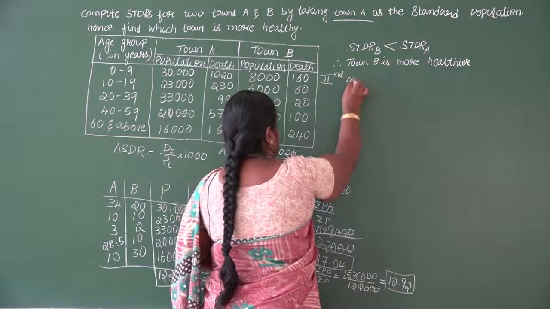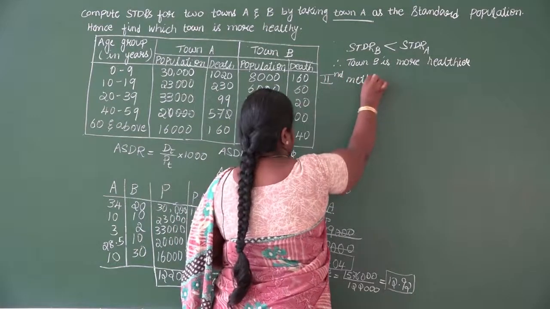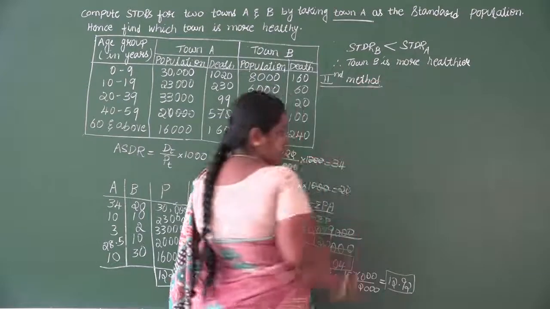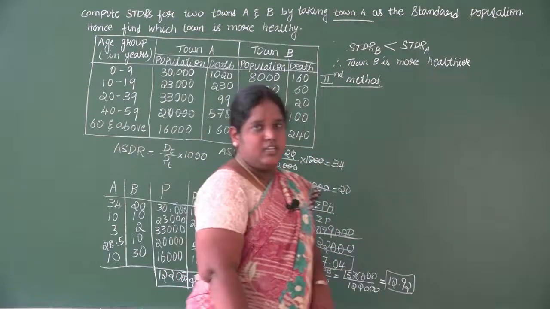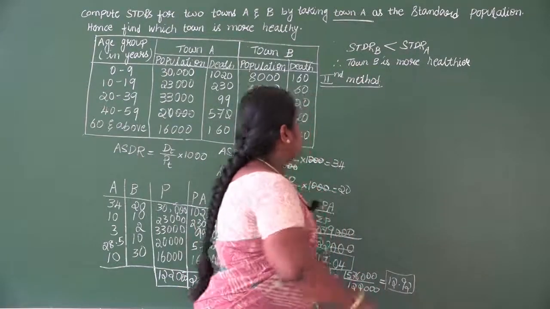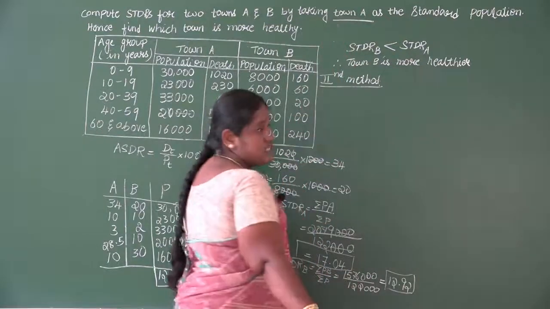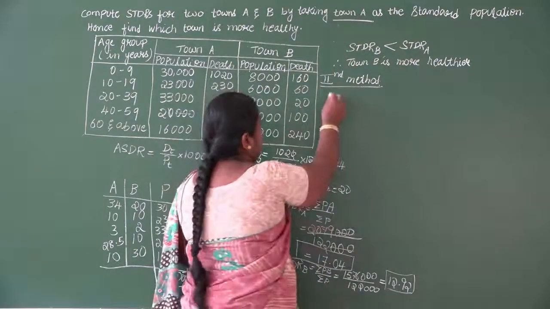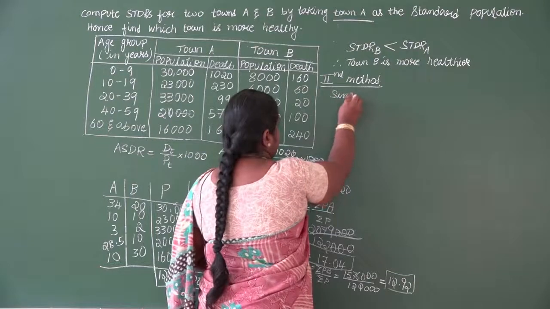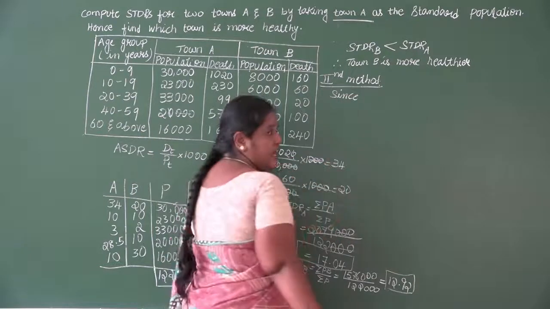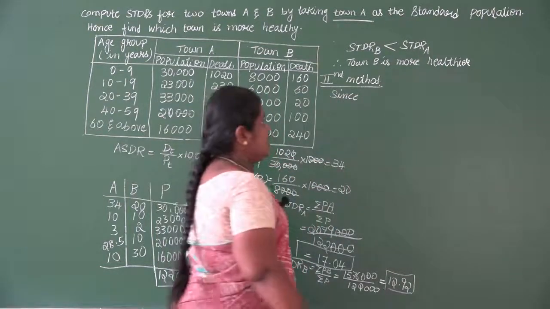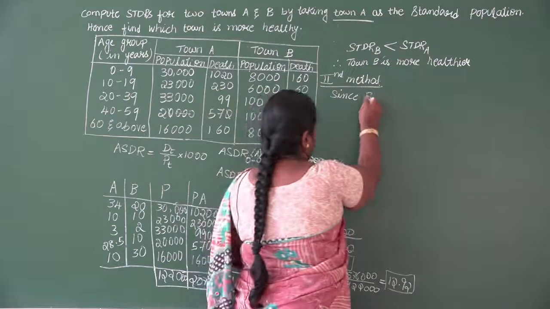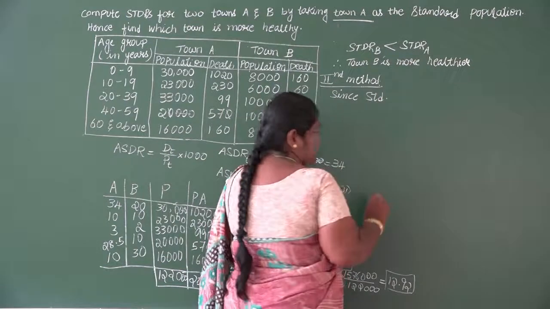For doing the second method, first see which population is given as the standard population. In this problem, town A's population is given as the standard population. Whichever population is given as standard, that particular population's standardized death rate and crude death rate will be the same.